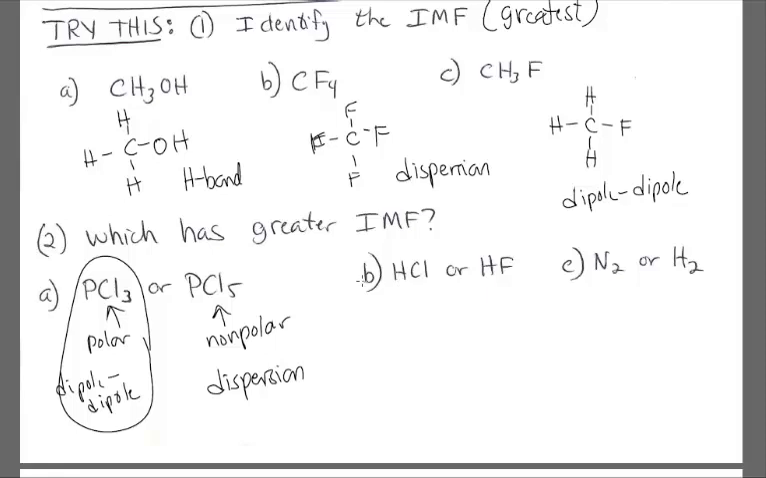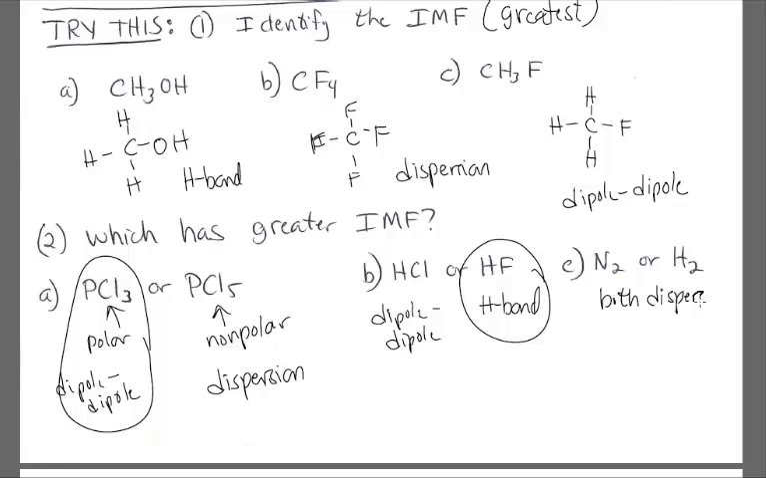All right, let's look at these two. The HCl is going to be dipole-dipole. HCl has a dipole, but not hydrogen bonding. But HF does have hydrogen bonding. So that's a greater intermolecular force. And nitrogen or hydrogen, those are both nonpolar. They're both dispersion. So how else do we compare them? If they're the same type, we look at size. Nitrogen is bigger. Therefore, it would have greater dispersion forces, even though they have the same type of force.